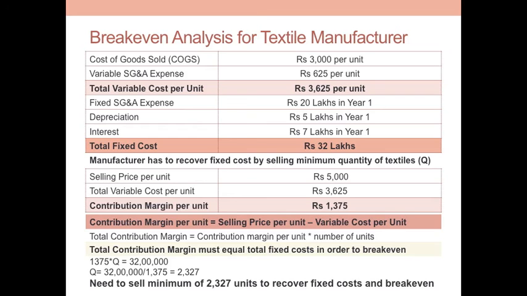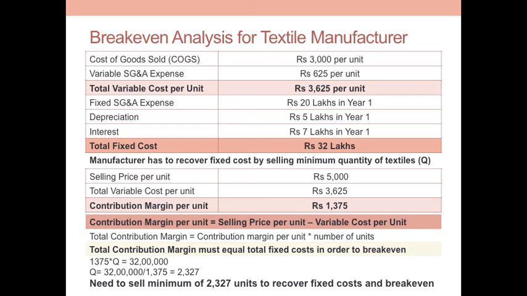Supposing this is a manufacturer of saris, and the cost of goods sold of one sari is rupees 3,000, while the variable SG&A expense on this one unit is rupees 625. Therefore, the total variable cost of one unit is rupees 3,625. Let's now take a look at the fixed cost. Fixed SG&A expense of rupees 20 lakhs in year one, depreciation of rupees 5 lakhs in plant and machinery and other fixed assets, and interest on loans of rupees 7 lakhs.